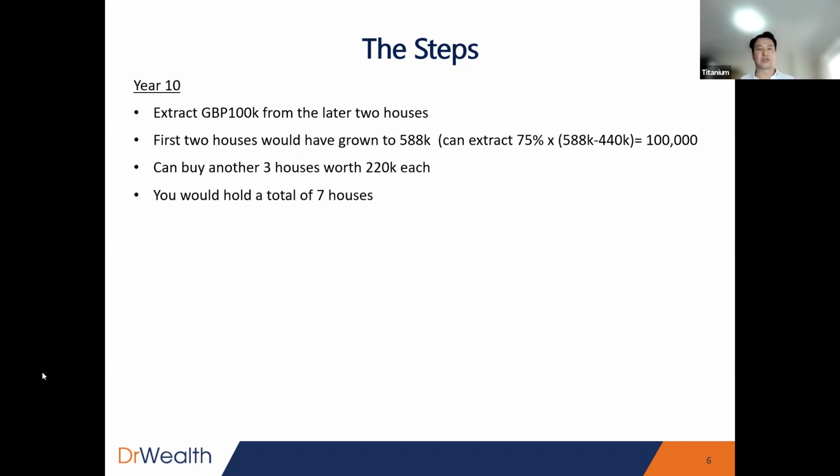In year 10, extract £100,000 from the later 2 houses. The first 2 houses have grown to 588,000, and you can extract 75% times 588,000 minus 440,000 equals 100,000, and buy another 3 houses worth 220,000 pounds each. You will hold a total of 7 houses by then.